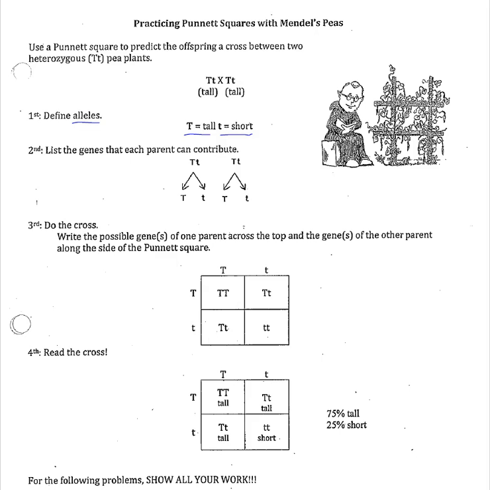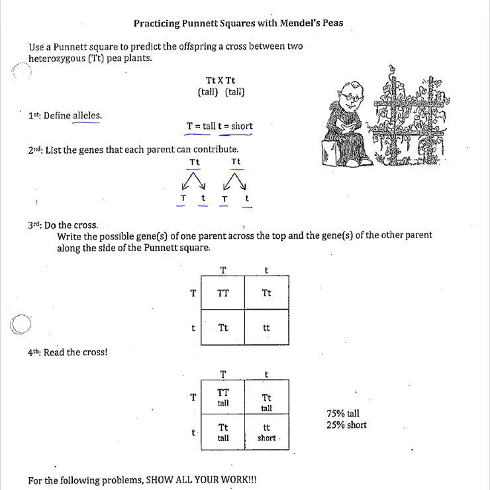In this example, we're going to talk about pea plants, and we're going to say the capital T is for a tall plant, and the lowercase t is for a short plant. Once you have that information, we try to identify what the parents' genotypes are. So we list the parents' genotypes, and then we determine which genes or alleles are going to be passed along to their offspring. And we list those down as the second step in solving a Punnett square.